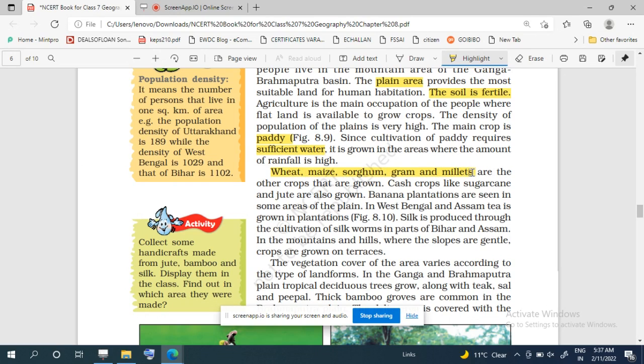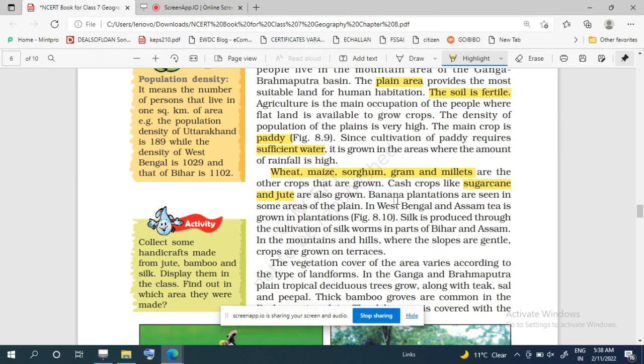Then cash crop is also grown. Cash crop you know very well. The crop which is grown for the purpose of selling in the market, not for the purpose of consumption, but grown only for the purpose of selling in the market, this is known as a cash crop. So some cash crops are also grown, like sugar cane and jute.